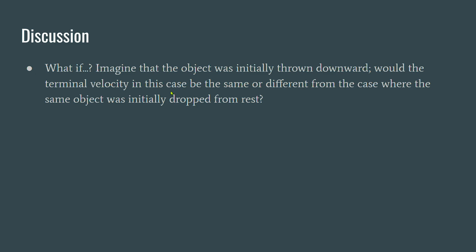And imagine that the object was initially thrown downward. Would the terminal velocity in this case be the same or different from the case where the same object was initially dropped from rest? I would say that the terminal velocity would be the same because terminal velocity is only affected by the actual weight of the object and gravitational force, and only the initial velocity would change in this case because the object is initially thrown downwards. And that concludes my lab.